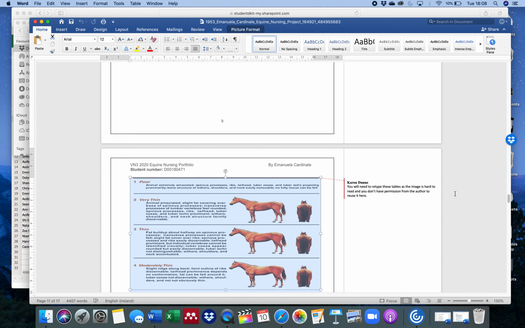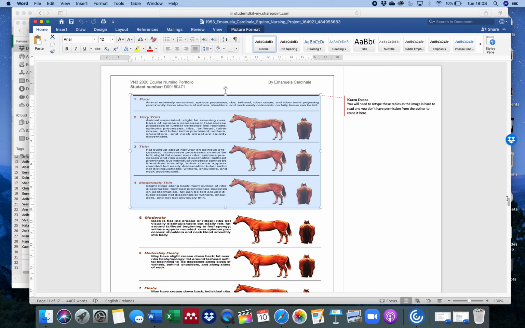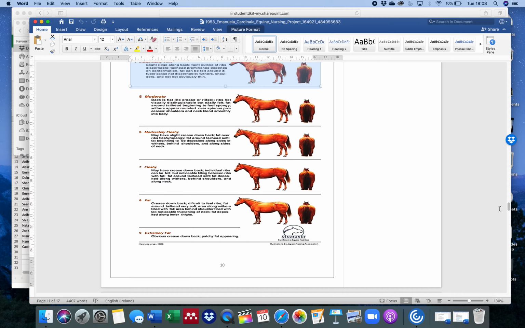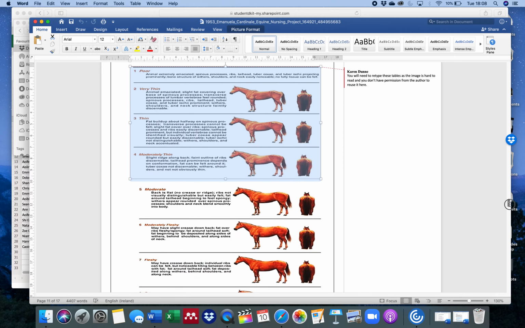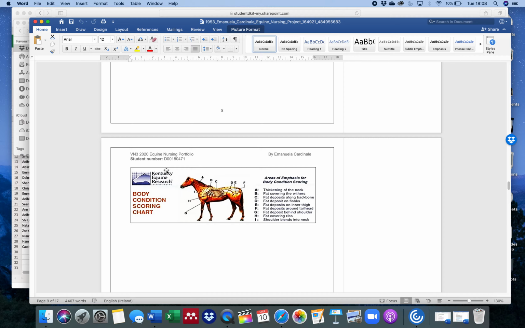Right, then you've talked about condition scoring. Now, this is not your image. You've taken it from another piece of work, so you must put in a caption and a figure number, and in your caption citation you must indicate where you got the work from, so whose work this is. It's obviously Kentucky Equine Research. The other thing is I can't actually read it easily.